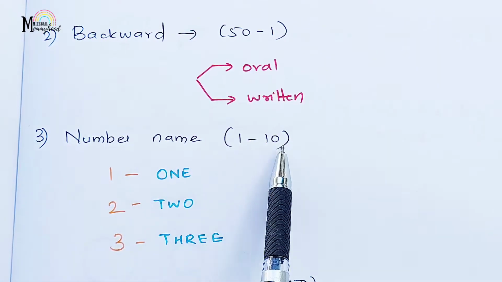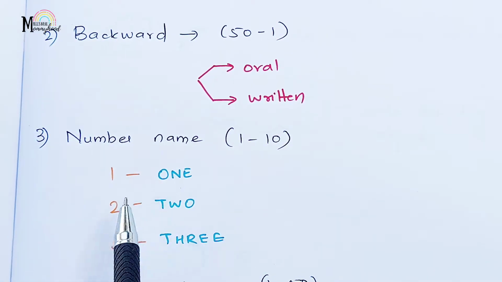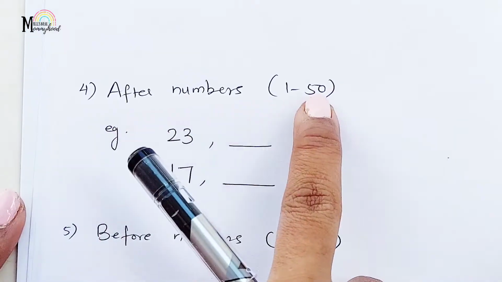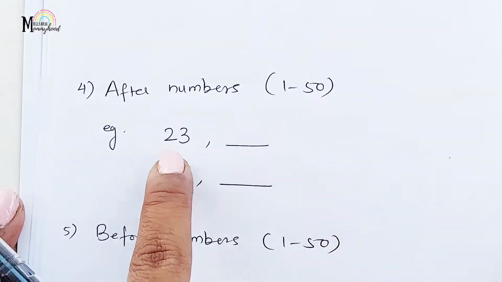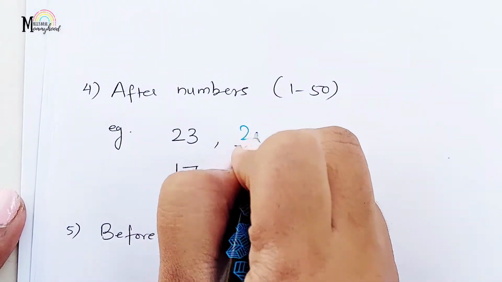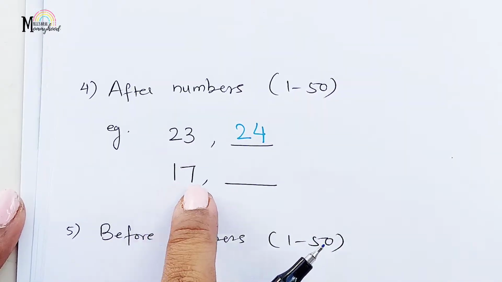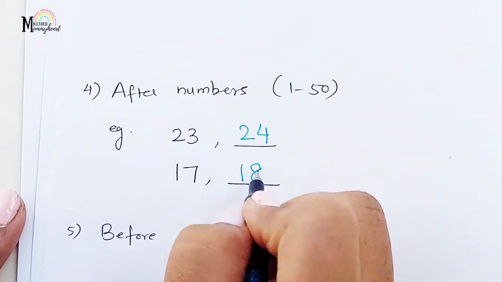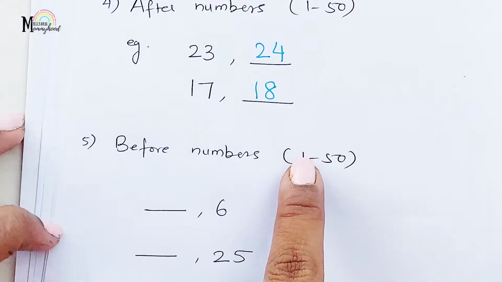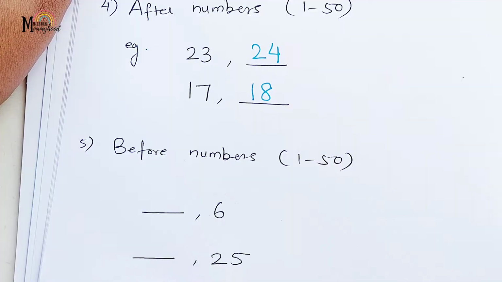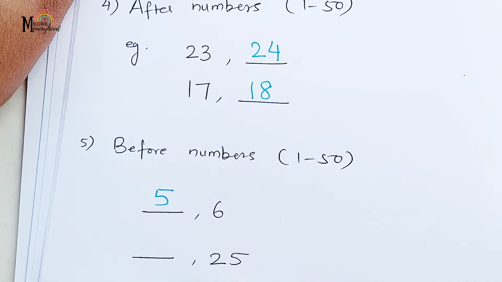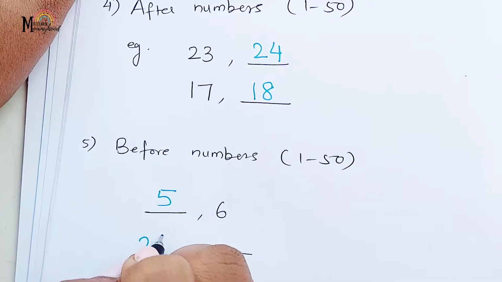The next is number names, only from 1 to 10, where they will be taught to spell out these numbers. Next comes after numbers. From 1 to 50, a number will be given and the child has to write the number which comes after that. For example, for 23 we have 24 and for 17 you have 18. Then comes before numbers, wherein in the backward counting the child has to remember and write what will be coming before 6 and before 25 as shown over here.